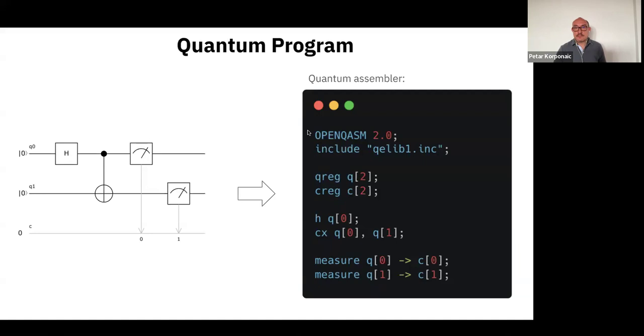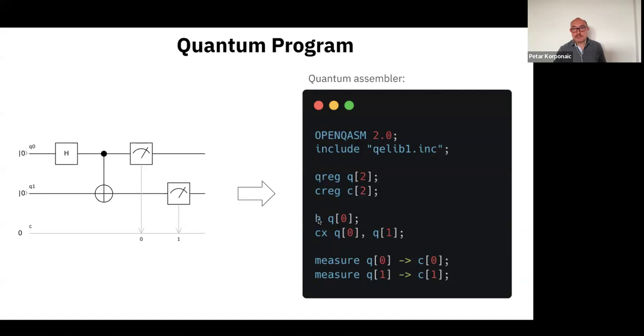So we have some header file. We have a quantum register; QReg is the quantum register. We have one named q, which has 2 qubits, so this is q0 and q1. These horizontal lines are qubits. And we have a classical register, CReg, named c, where we will store the result of our computation, which has 2 classical bits.